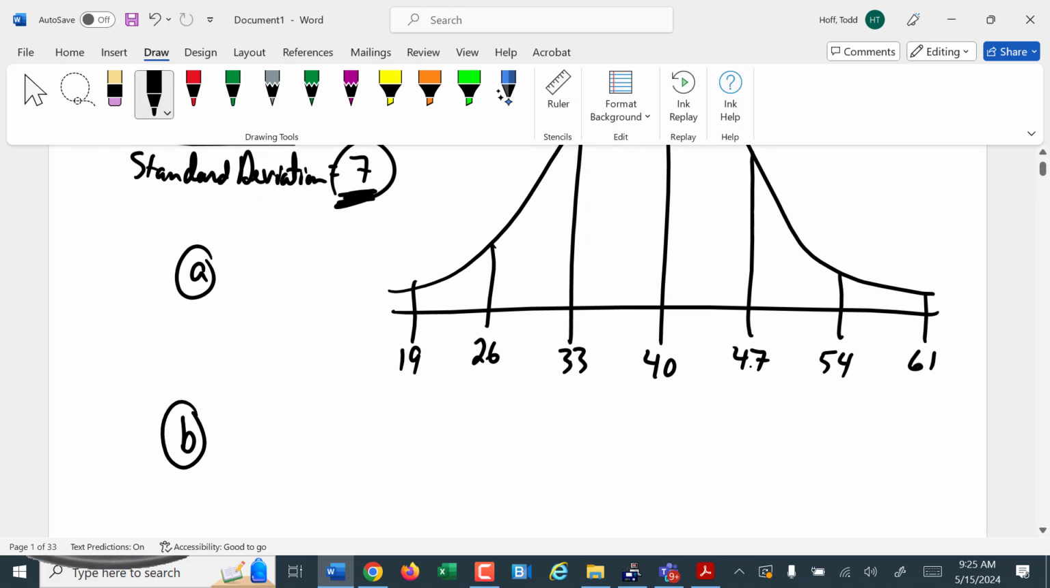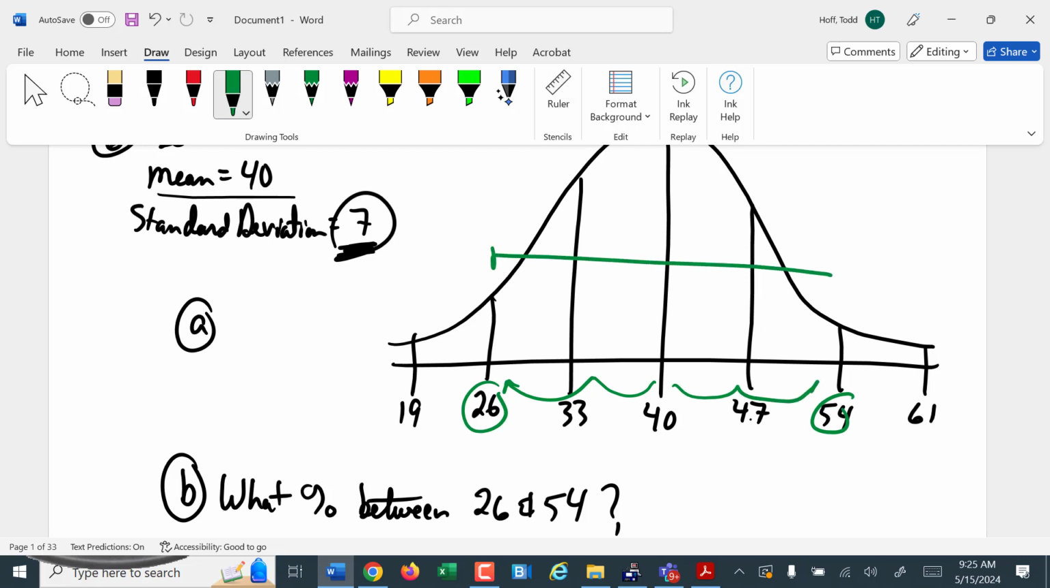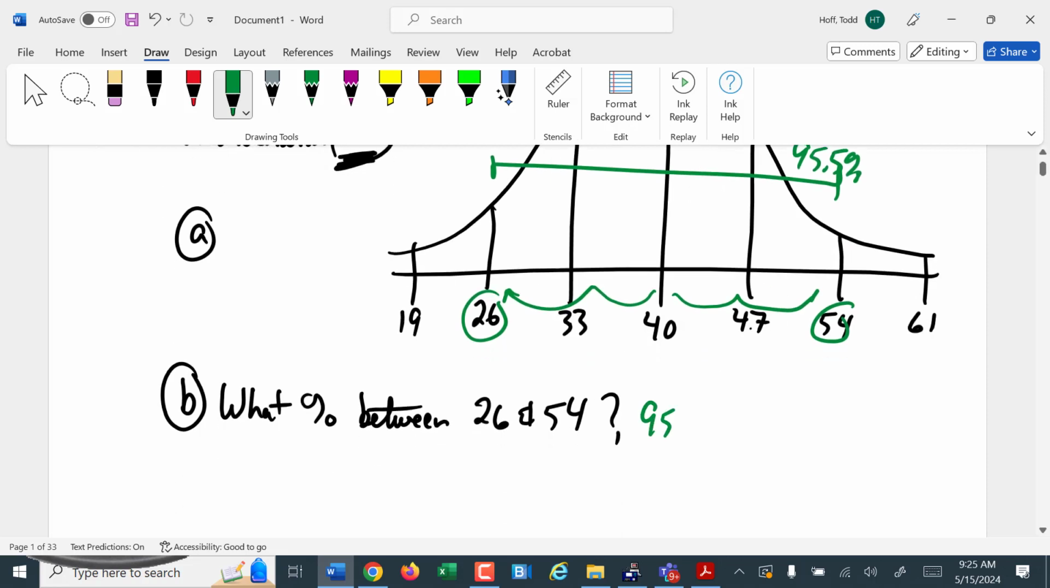Then for part B, it asks a question similar to this. Obviously, I've changed the numbers here from the test. But it asks, I'm going to paraphrase here, what percent is between 26 and 54 would be the equivalent for my numbers. Well, for me, here's 26 and here's 54. That is 2 steps to the left and 2 steps to the right. And that empirical rule tells us that if you go 2 steps on each side of the mean, we expect 95.5% of the data to be in that range. So this is 95.5%.